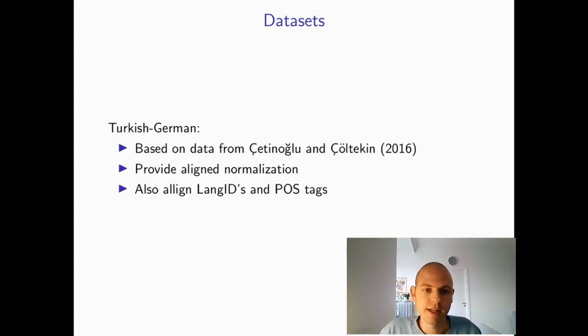For the Turkish-German dataset, there was no lexical normalization annotation layer available. So we took the data from a paper from 2016, and as a contribution, we provide an aligned normalization layer. So it's aligned on the word level, which is useful for training the model. We also provide an alignment of the existing language labels and part-of-speech tags, which can be used for analysis purposes.